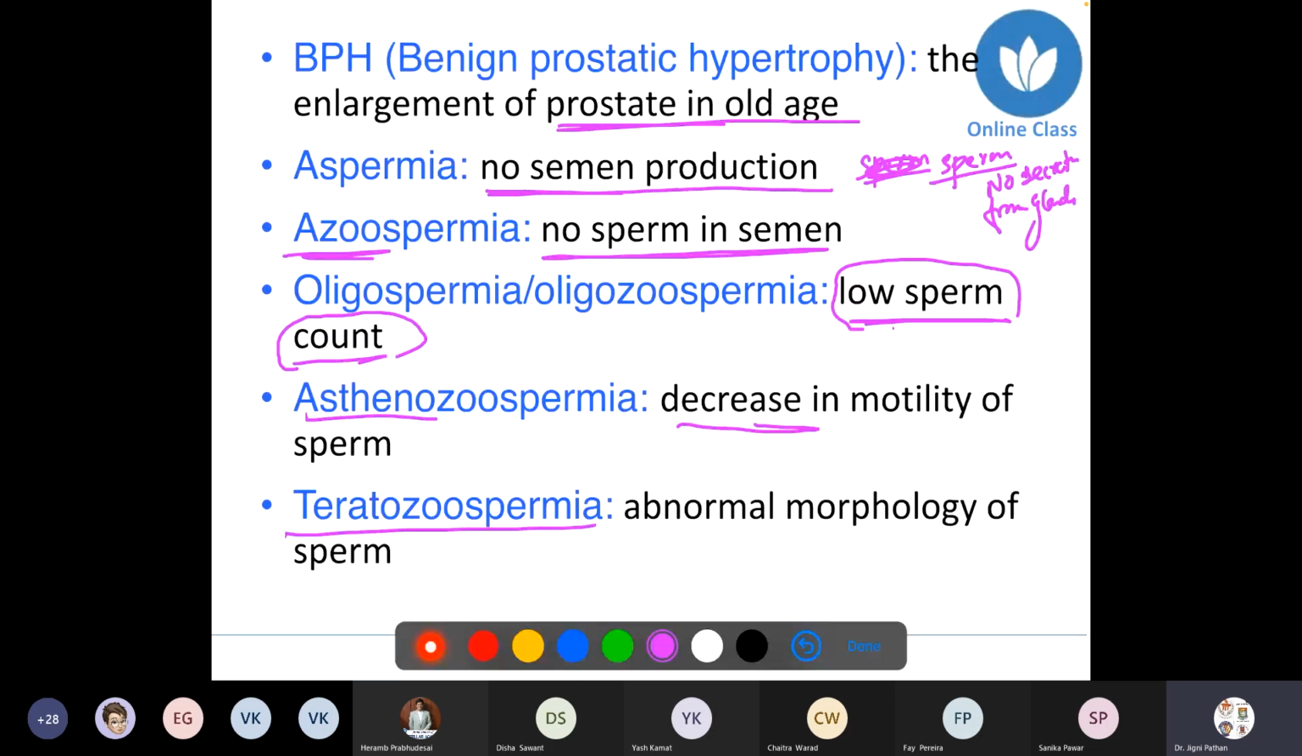We have studied 60 to 40 percent: 60% motility and 40% normal morphology should be required for the sperm to reach the egg, to the site of fertilization. But if these conditions are present, they are diseases associated with the male reproductive tract. Male reproductive system.